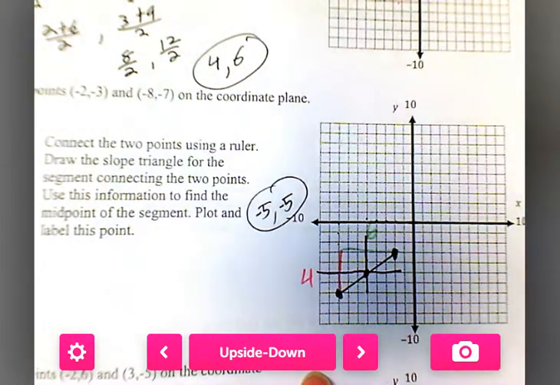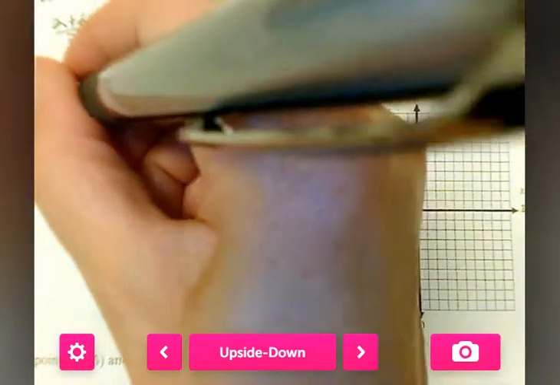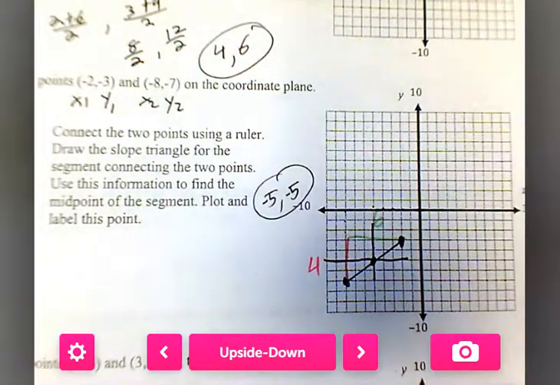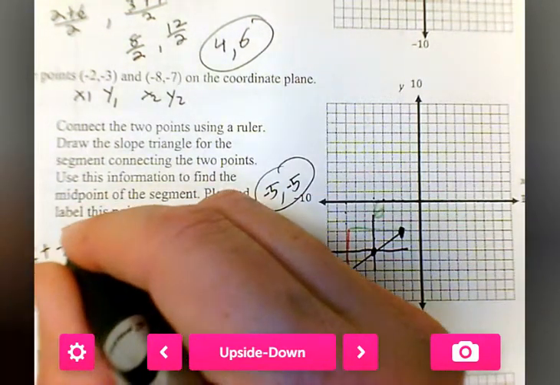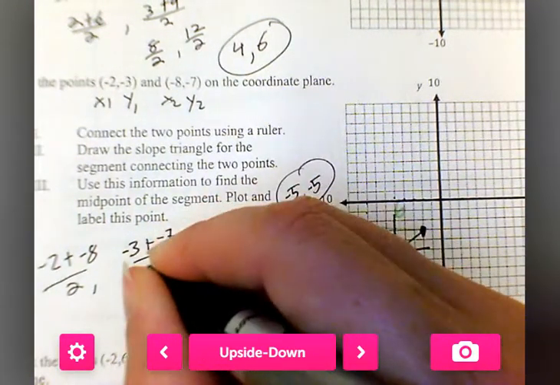Okay. Now again, I'm going to do my algebraic way. This is x1, y1, x2, y2. Thank you, Charlie. So I am going to go negative 2 plus negative 8 divided by 2. And negative 3 plus negative 7 divided by 2.